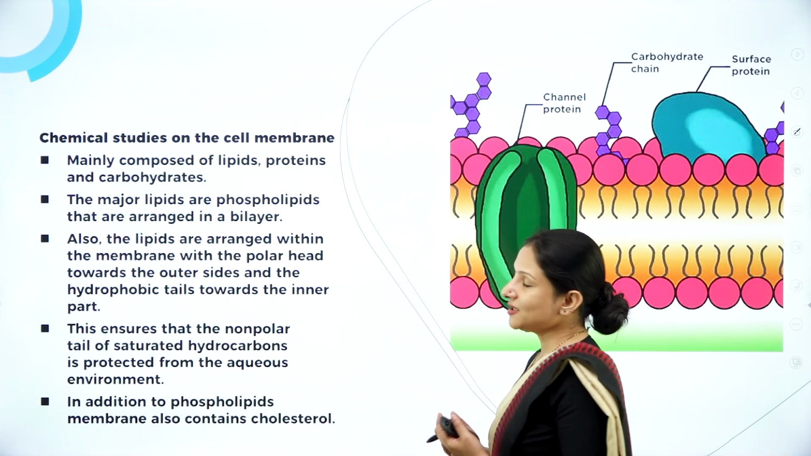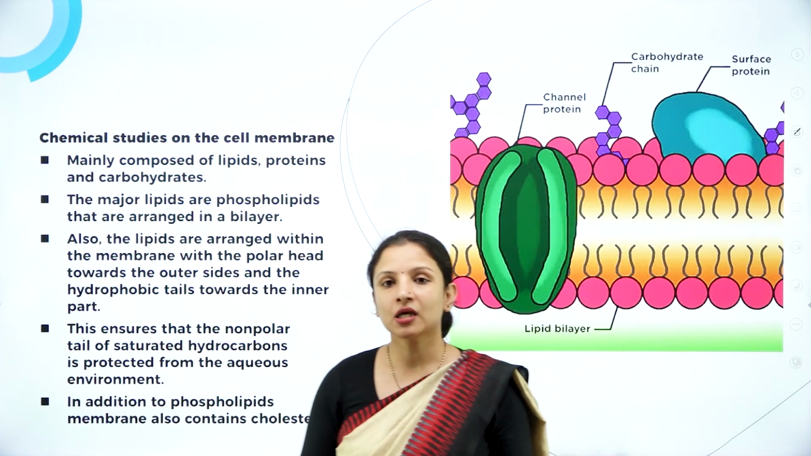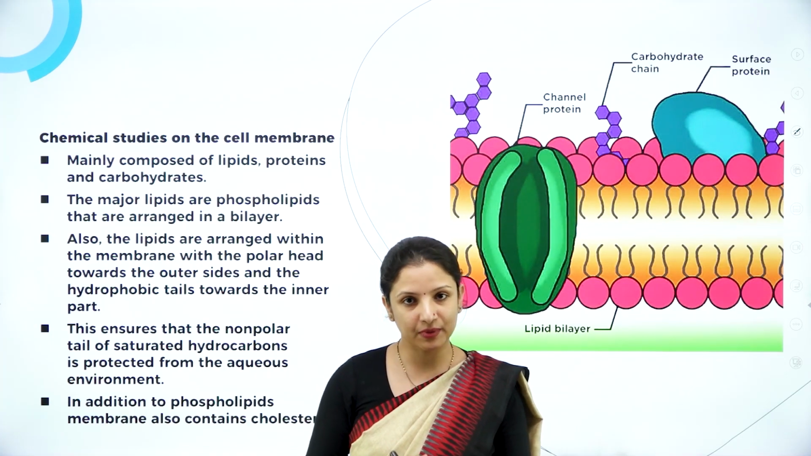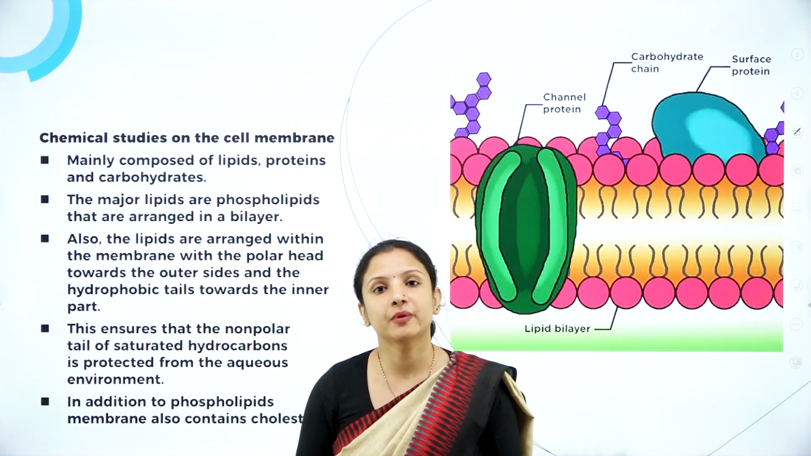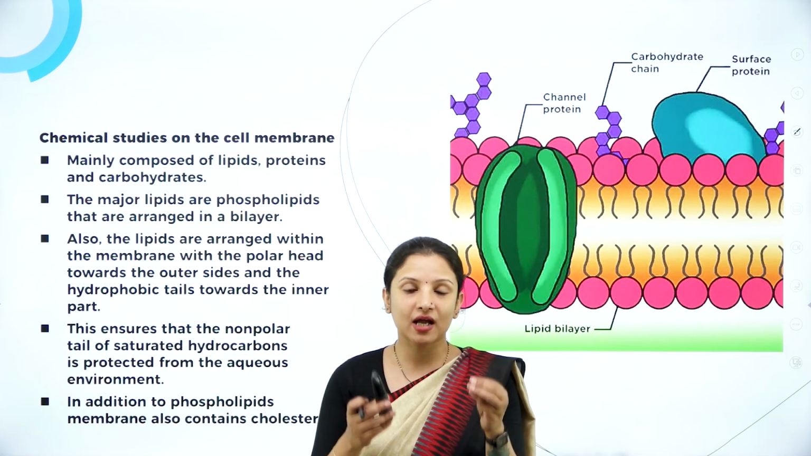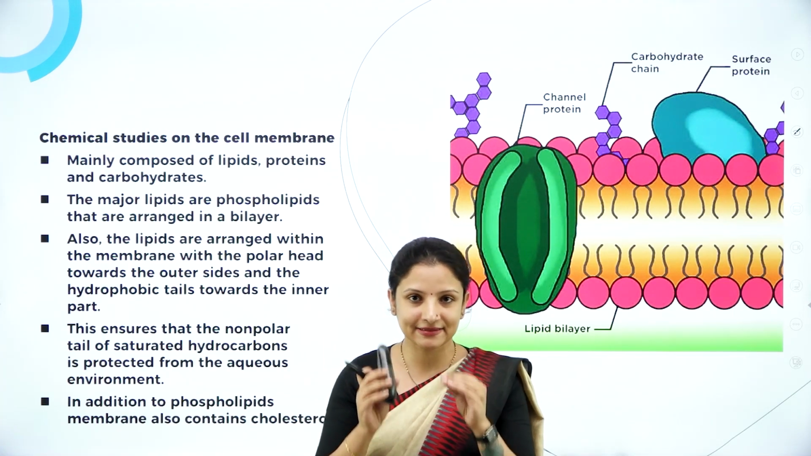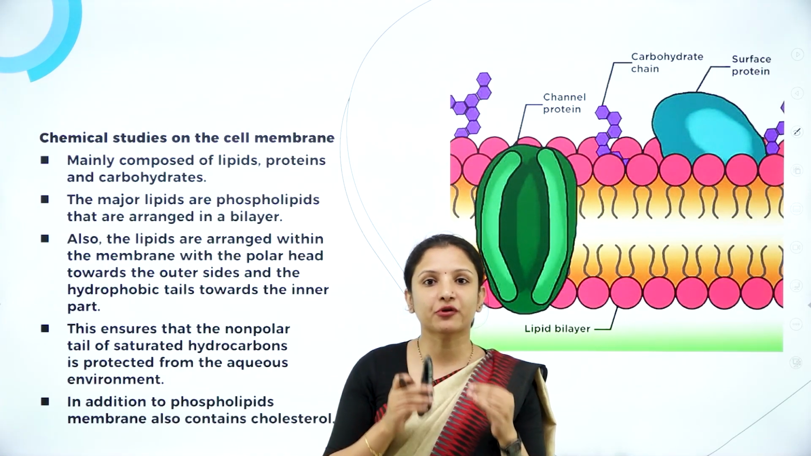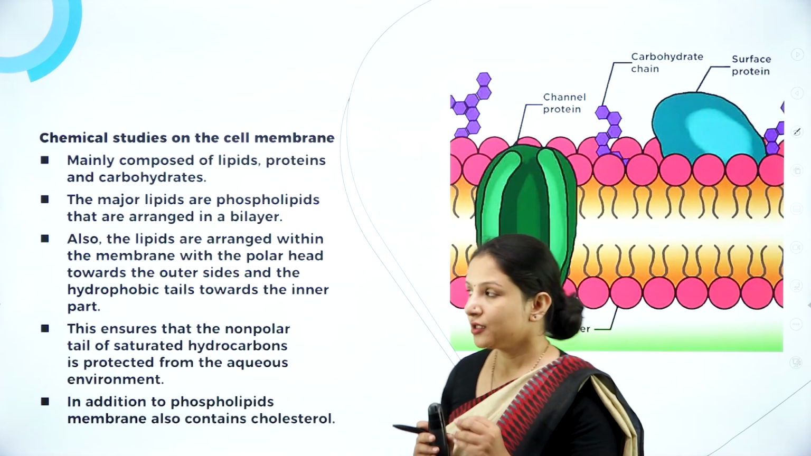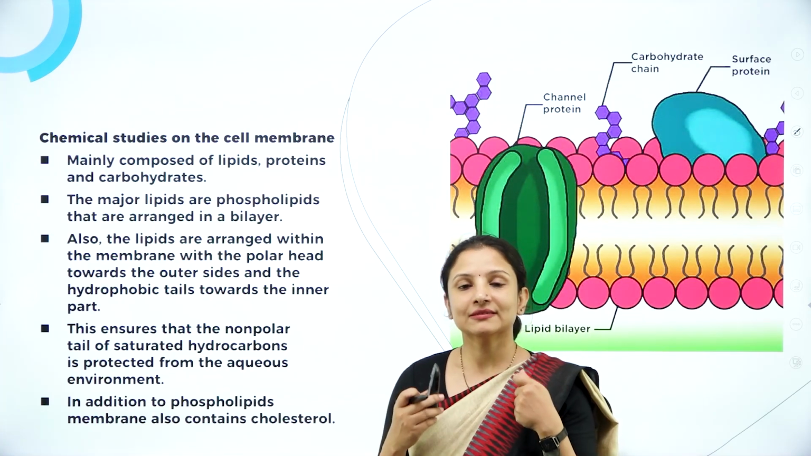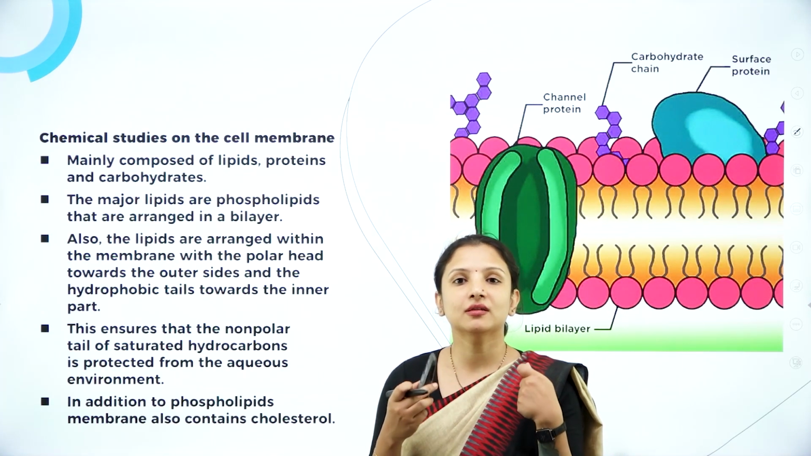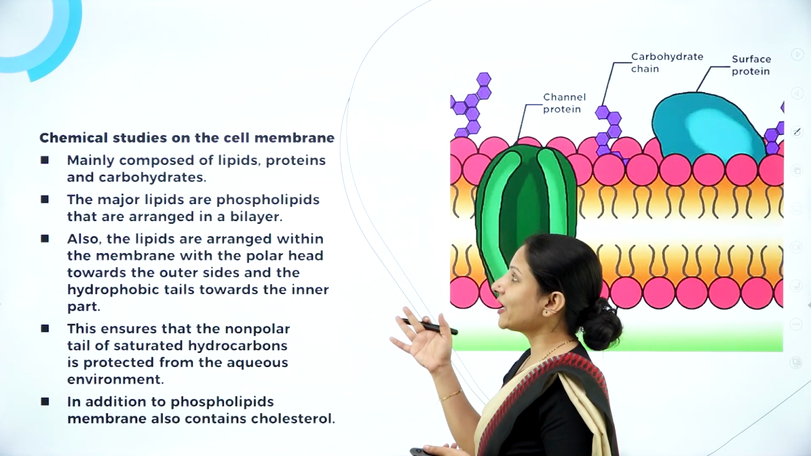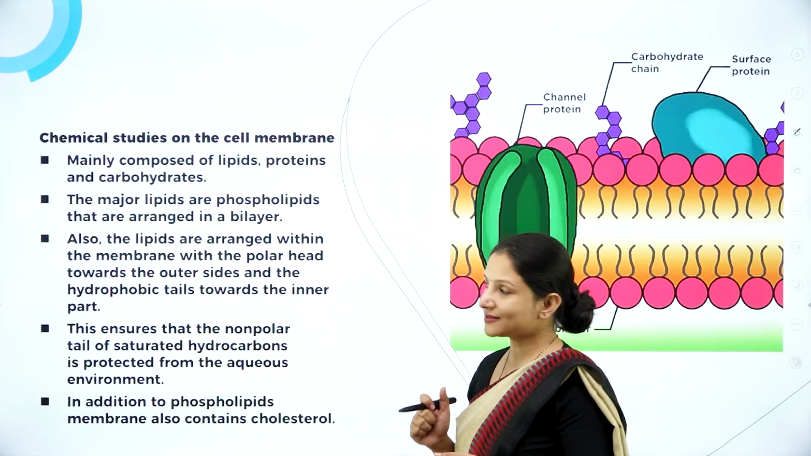Talking about the cell membrane, it is present in both plants and animals, and is also called the plasma membrane. It has a particular structure because it is the first layer of the cell, and it is very important since it protects the entire cell. To know what is in the cell membrane, how did scientists get to know about it? We need to look at the chemical studies conducted on the cell membrane.